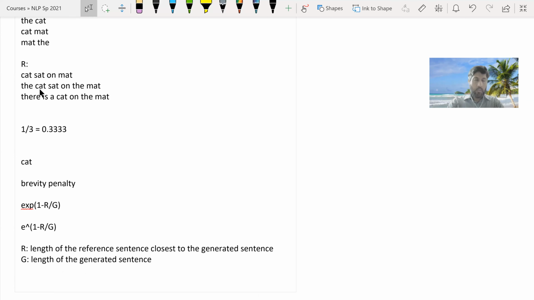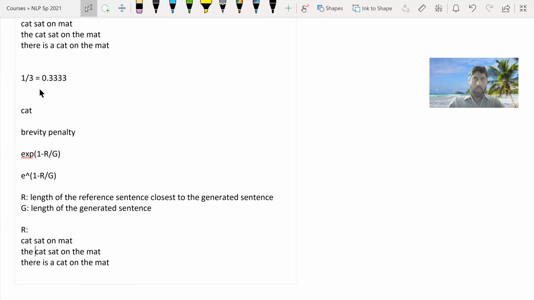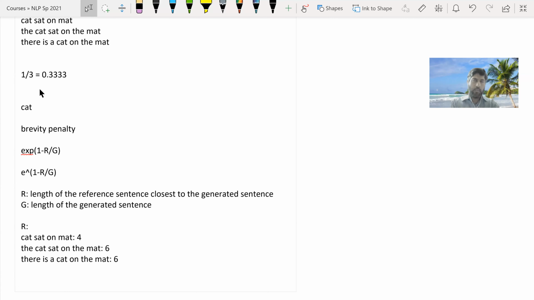So our example above: "The cat sat on the mat", how long is this? It is 5. "There is a cat on the mat" is 6. "Cat sat on mat" is 3. This is 4. This is 6 maybe, I don't know. Anyway, you understand the idea. So for each generated sentence, we choose that reference sentence that is closest in length to the generated sentence.